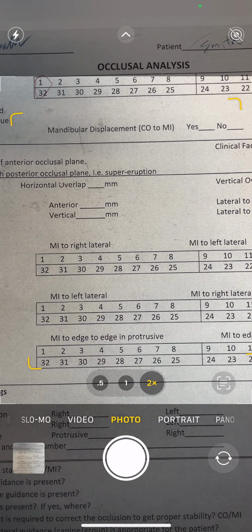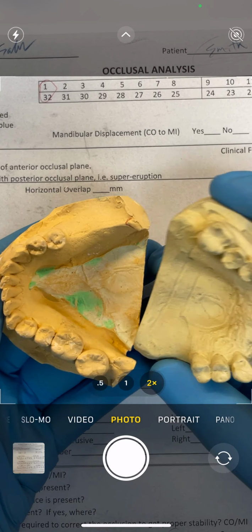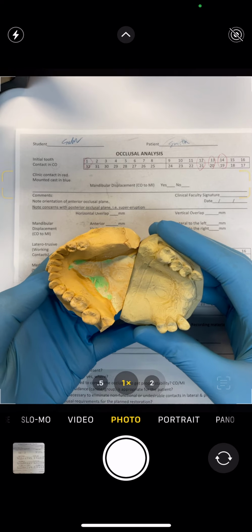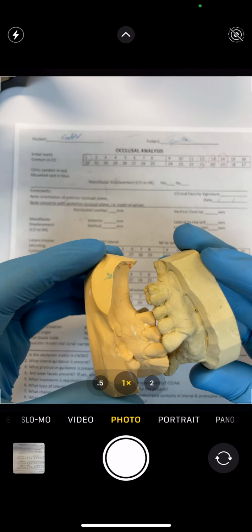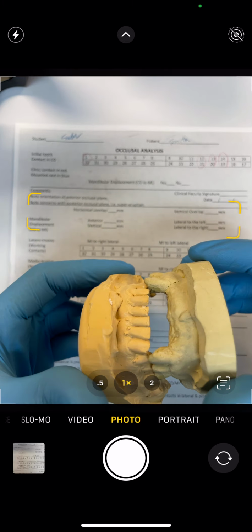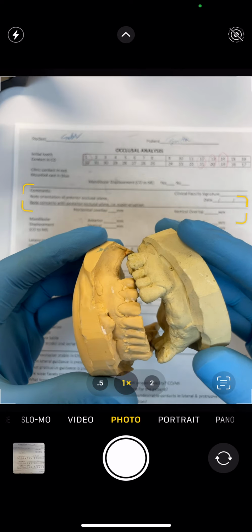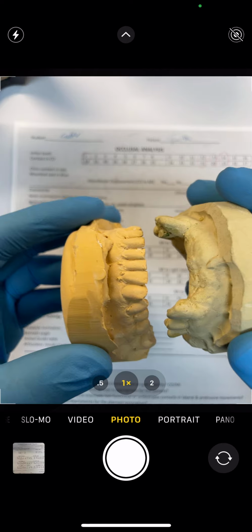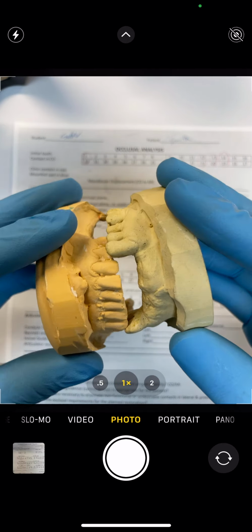But other cases, like those cases, patients are missing a lot of teeth. So there is no way you can put those together. You see that the casts are not stable, they are rocking. We are missing a lot of teeth. In this case, I have to make a record base and take a centric relation record to mount the teeth in centric relation on the articulator.